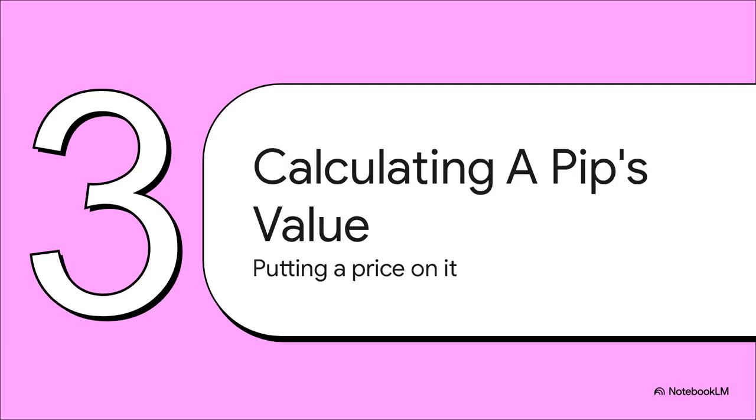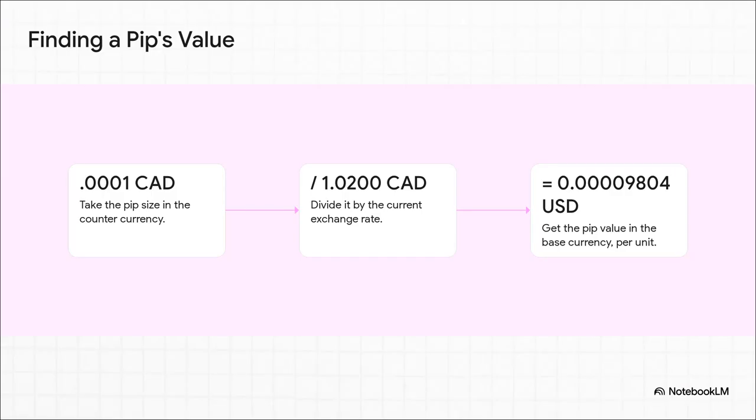Okay, great. We can measure movement in pips and pipettes. But the big question is, what's that movement actually worth in real money? Now we're going to get into the good stuff and figure out how to put a price tag on a single pip. And don't worry, I promise this isn't going to be some crazy math class. Let's just walk through the logic with a USD/CAD example.